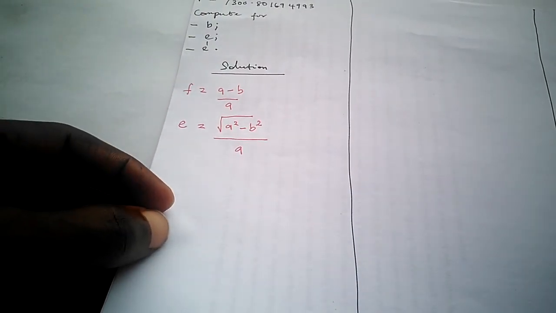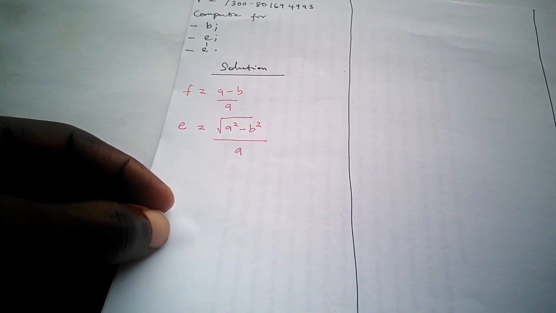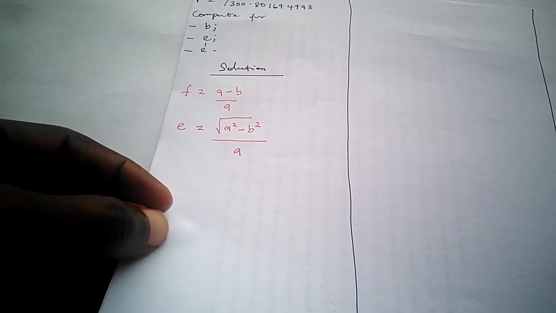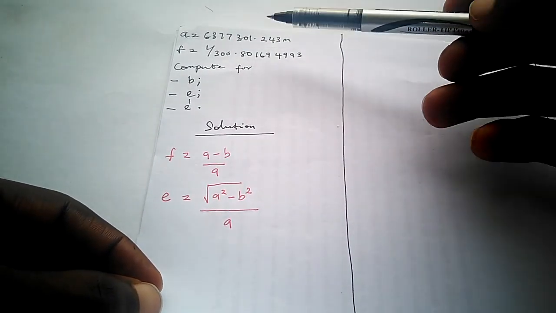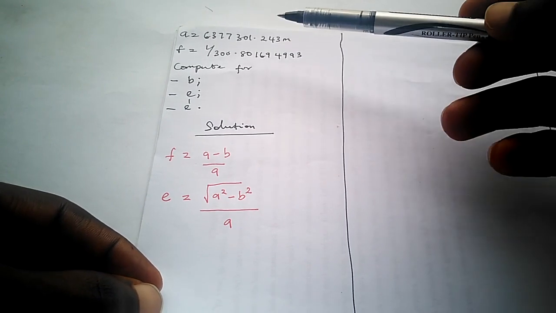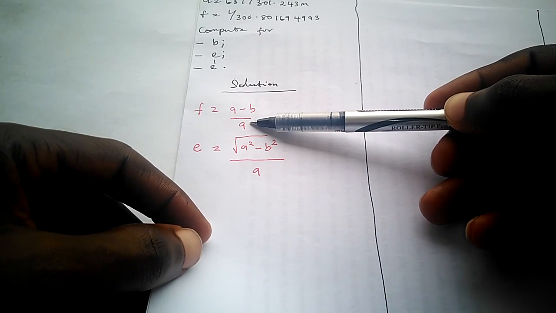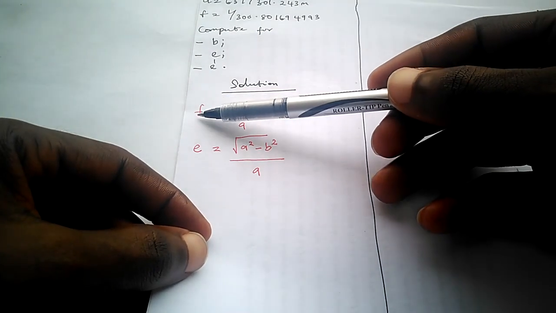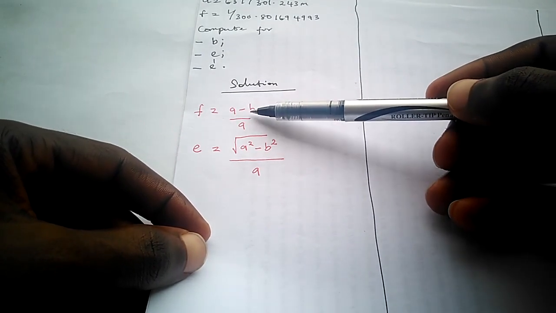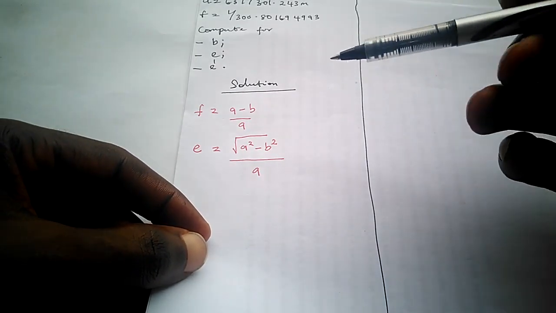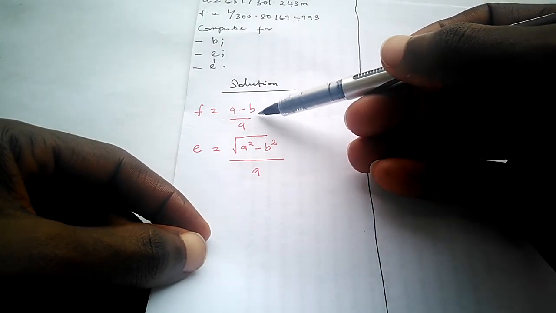From the parameters given to us, we have our semi-major axis, which is A, stated here. We have our flattening, which is F. If we are going to apply this particular formula, we see that we have a value for F and a value for A, but we need B. Therefore, we are going to use this formula first, so we are going to make B the subject of the formula.